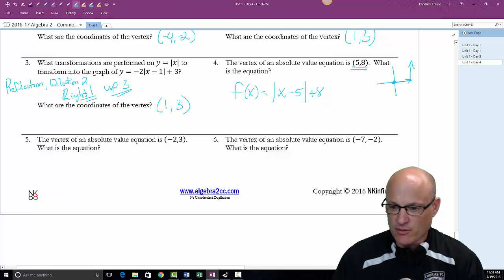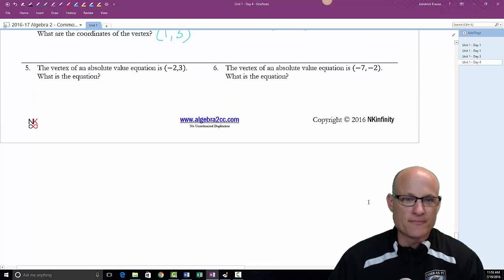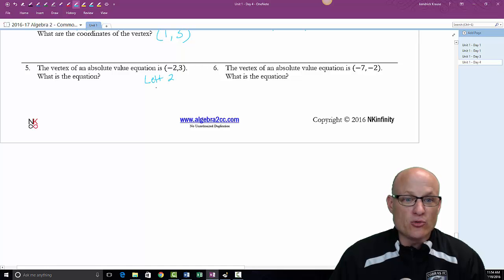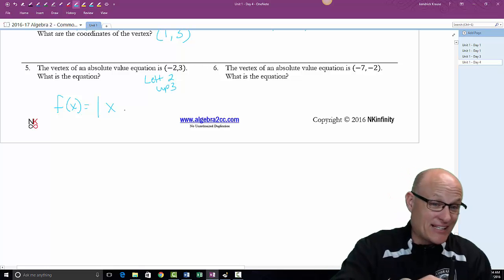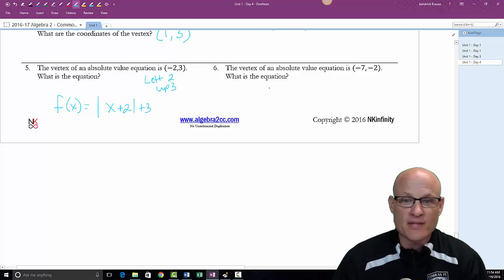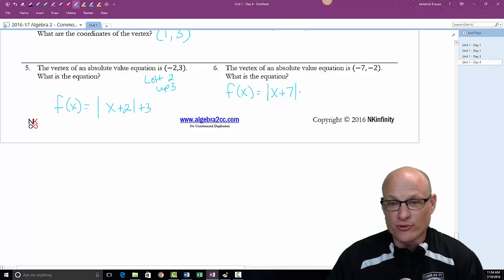Oh, I can go down more, come on. Okay. So, we're moving left 2, up 3. Now remember, it's going to be f of x equals absolute value of x. Now we moved left, negative, so that means on the inside we do the opposite sign, plus 2, and up 3. All right, last one, f of x is equal to, we moved left 7, so that's x plus 7, and we move down 2, minus 2.